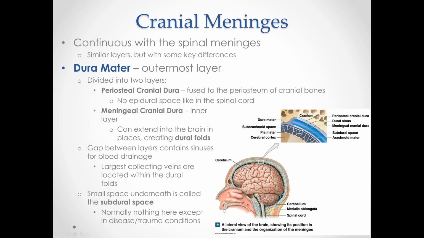There is a small space underneath the innermost layer of the dura mater called the subdural space. So remember, sub means below, so below the dura membrane. Normally there's nothing here, so normally this space is completely empty, except in disease and trauma conditions like with a subdural hemorrhage that we'll talk about when we talk about blood supply.